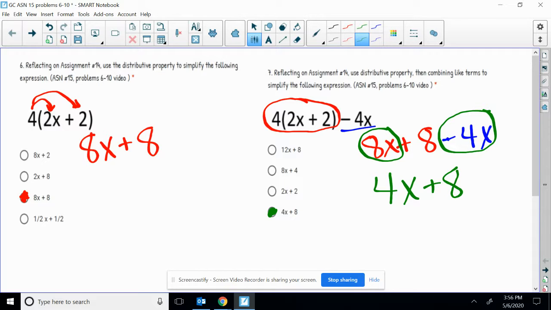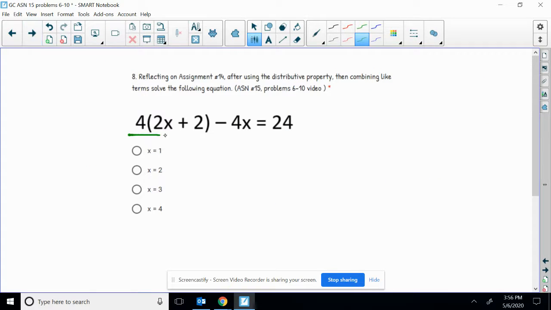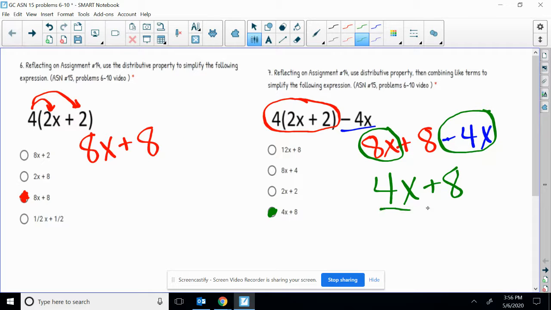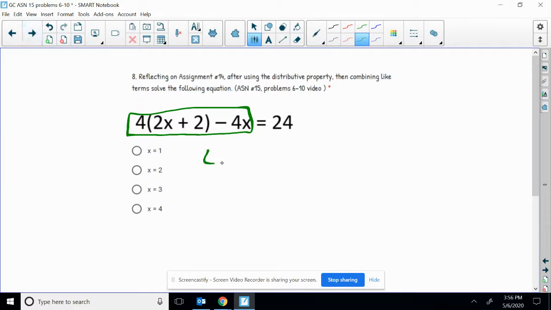All right, now extending on that, we've done this part here of our equation. Now we're making the expression an equation. We're saying all of that equals 24. Well, we look over here, all of that equaled 4x plus 8. So I'm just going to write 4x plus 8 equals 24. Now we have just a two-step equation, and we know that we have to add or subtract first, multiply or divide second. So we have opposite operations.